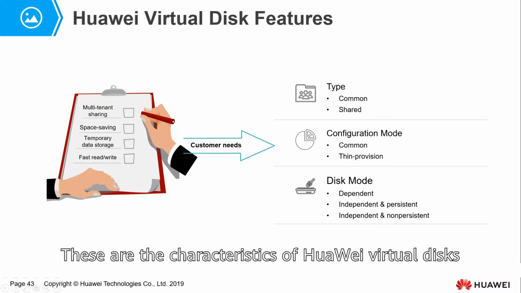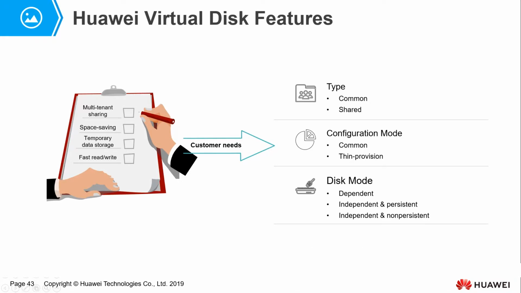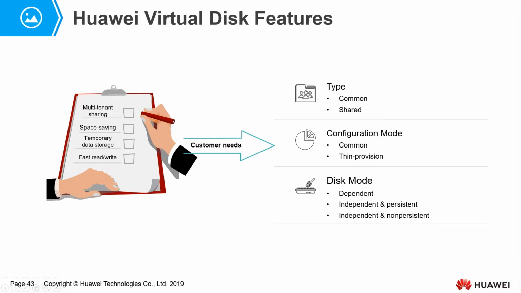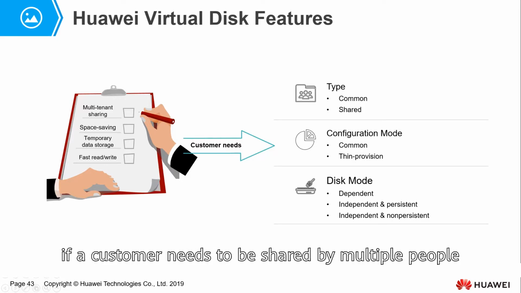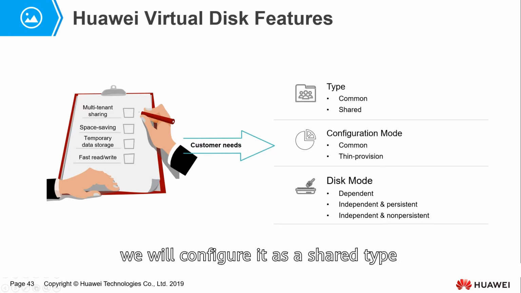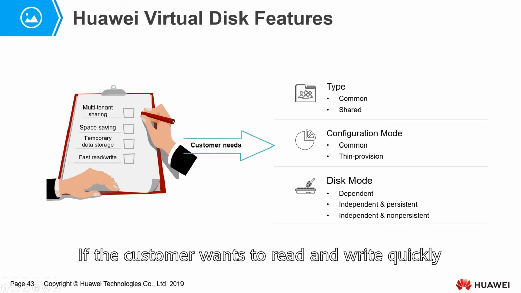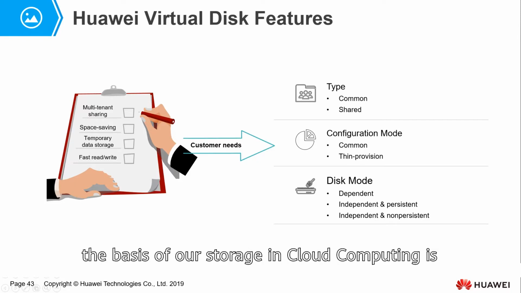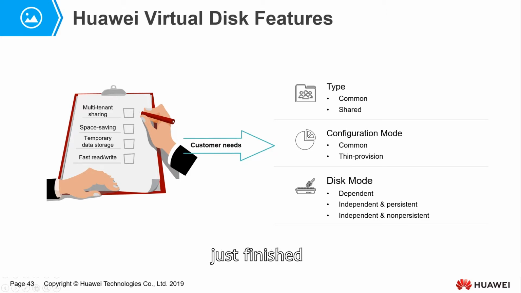These are the characteristics of Huawei virtual disks. With these three features, we can configure different modes according to customer needs. For example, if a customer needs a disk to be shared by multiple people, we will configure it as a shared type. If the data is only temporarily saved, then we configure non-persistent. If the customer wants to read and write quickly, we will make it normal. At this point, the basics of storage in cloud computing are finished.